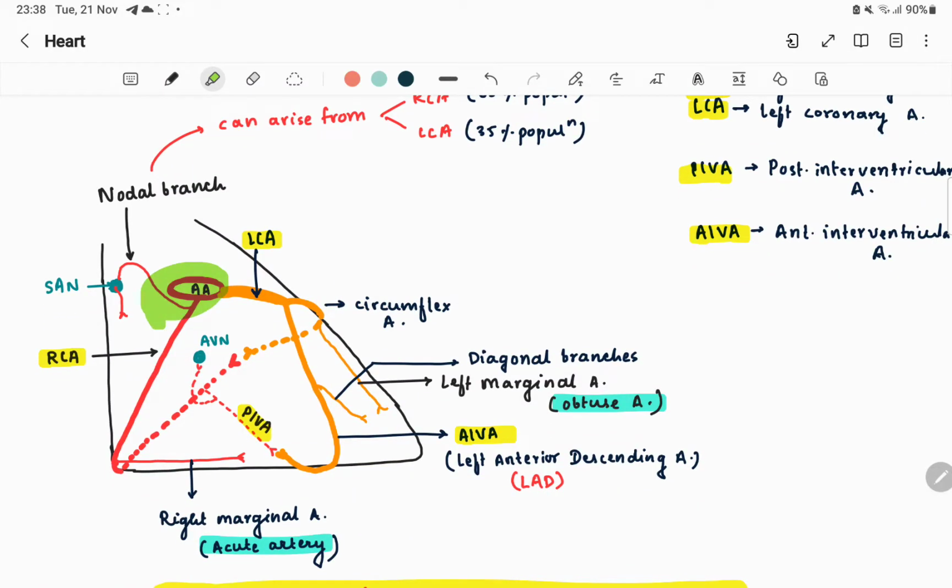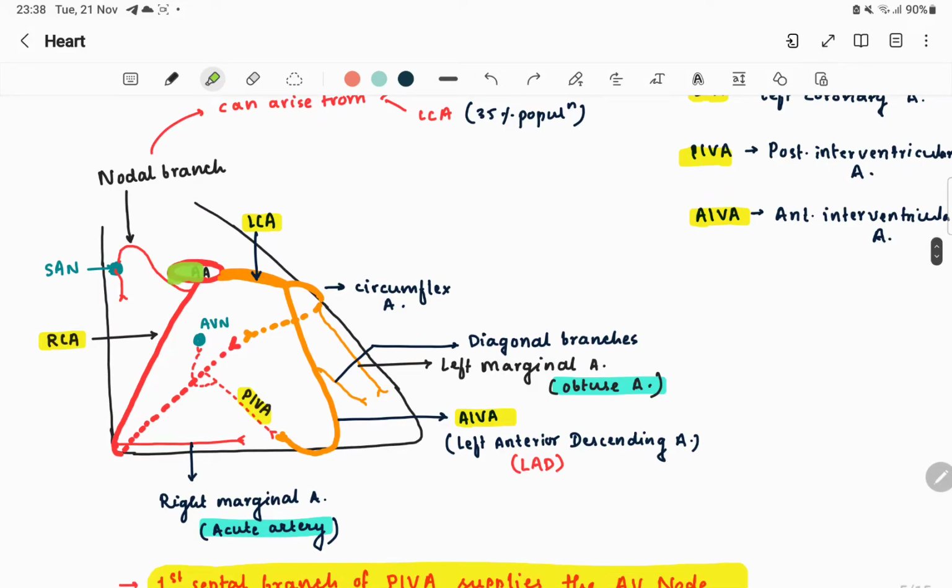So first of all, this part is the anterior aorta, and the left coronary artery is arising like this. It gives a branch which is called the circumflex artery. The circumflex artery turns like this, posteriorly. Understood? And this circumflex artery also gives a branch which is called your left marginal artery or your obtuse artery.